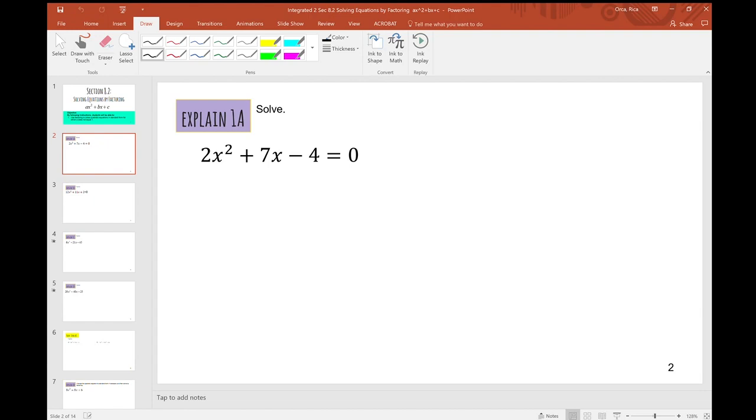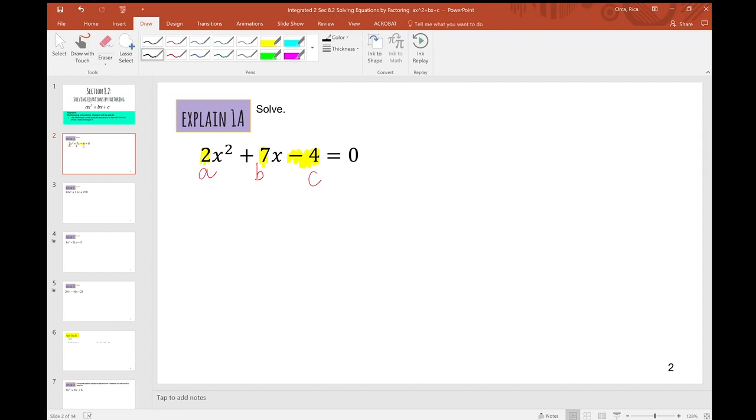In explain 1a, we want to solve the equation 2x squared plus 7x minus 4. Notice how the expression on the left side is a trinomial. So if you're given a trinomial, use the bottoms-up method, and it goes like this. The first step is to identify a, b, and c. And if you don't have an a, b, and c value, the bottoms-up method is not going to work. Here are the steps. So I've identified a, b, and c.